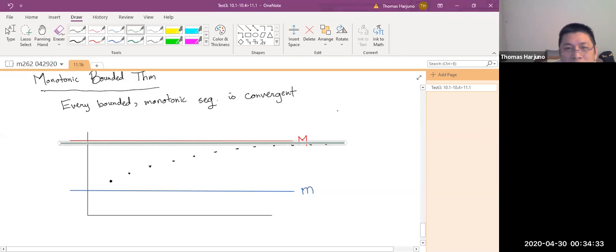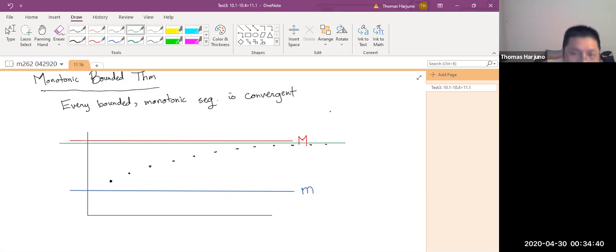You see what I mean? The capital M is just an upper bound. It doesn't mean it will converge to M. It may converge to something less than M. But from this picture we know that once it is bounded and monotonic, it must be convergent. Do you agree? Nobody say anything. Okay, I assume you agree.